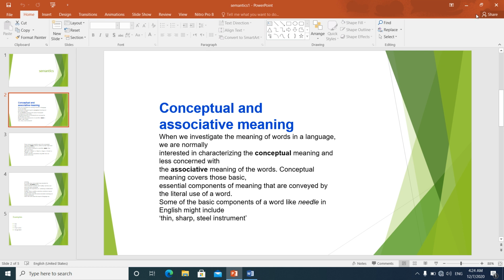gender. And we expect, for example, women are afraid of needles, but men are not afraid of needles. Women are afraid of dogs. Of course, not all of them, but this is something common. But men are not supposed to be afraid of dogs. So, this is how meaning is not stable.